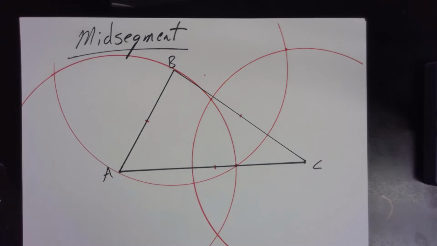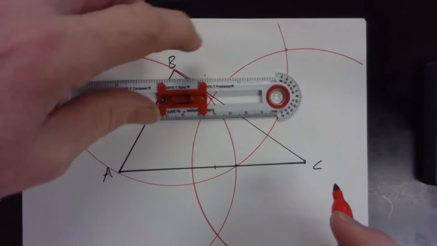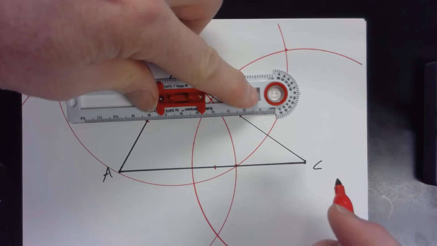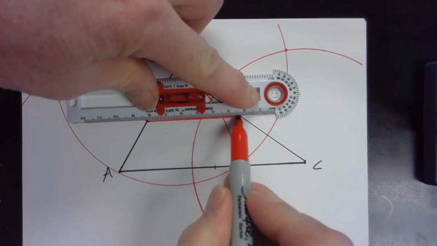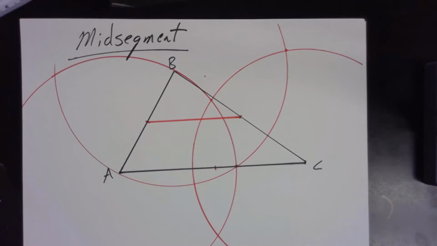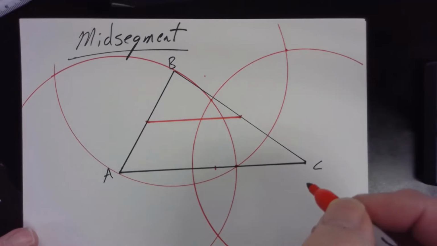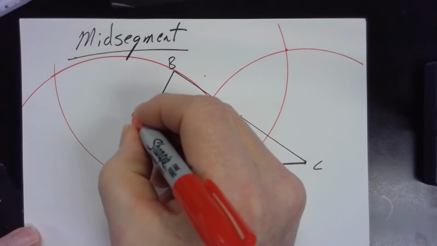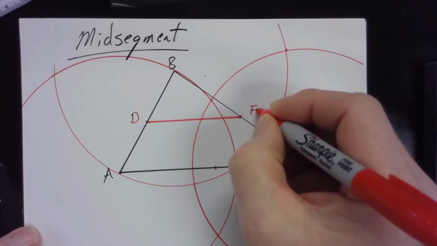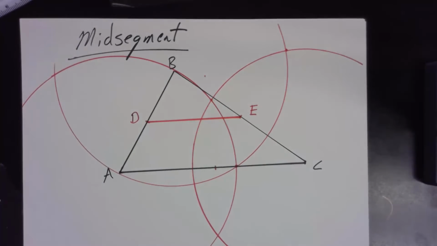So today we're talking about a mid-segment. A mid-segment goes from the midpoint of one side of the triangle to the midpoint of the other side of the triangle. Okay? And I just want you to look at it. We're going to call this one DE. I want you to look at DE for a minute. Okay? And I want you to think about, what do you think about it?